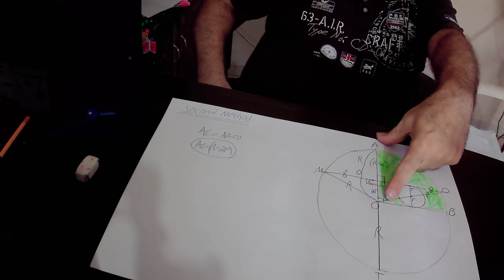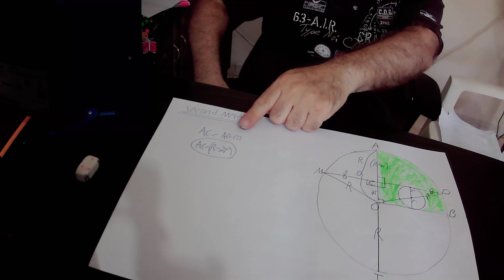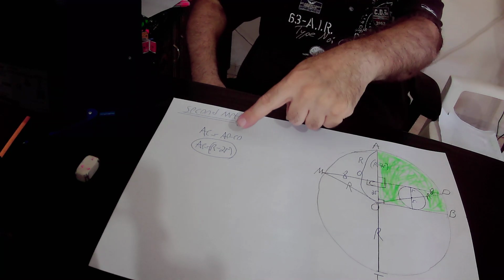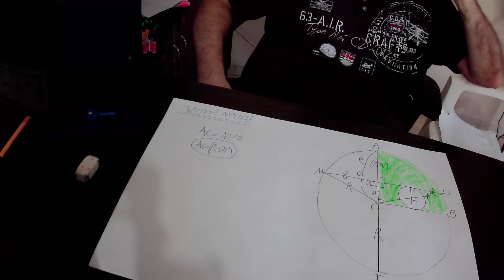AC equals AO minus CO. That is to say, AC equals AO, that is capital R, minus CO, that is 2R. So in conclusion, we found out that AC equals capital R minus 2R.